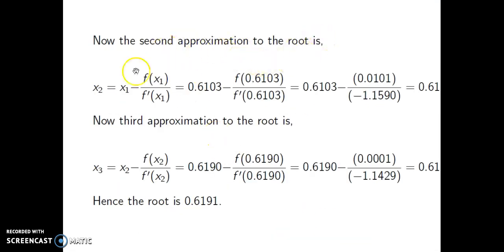Now the second approximation to the root is x2 equal to, this is the formula. So in that we substituted the x1 value 0.6103 and calculated this. So we have 0.6190 as the second approximation. Now the third approximation, x3 becomes, this is the formula. In that we substituted the x2 value 0.6190 and we got x3 as 0.6191. So we corrected up to 3 decimal places, hence the root is 0.6191.